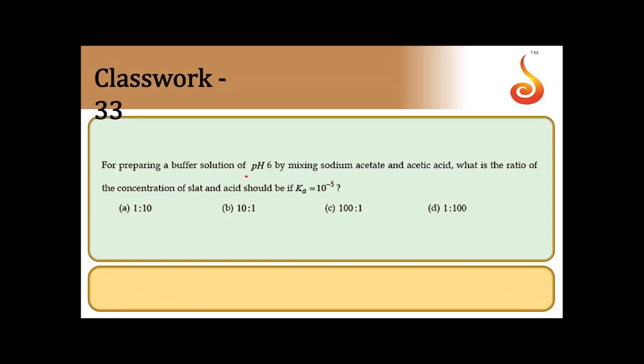33. For preparing a buffer solution of pH 6 by mixing sodium acetate and acetic acid, what is the ratio of the concentration of salt and acid to be used? So preparing a buffer of pH 6 here, we are given sodium acetate and acetic acid. What is the ratio of the concentration of the acid to salt to be mixed? Value of K is given there as 10 to the power of minus 3.